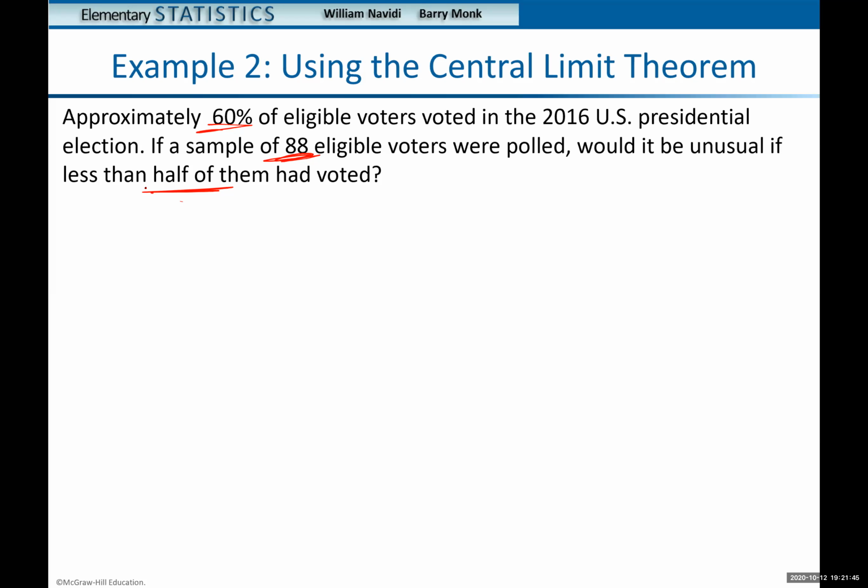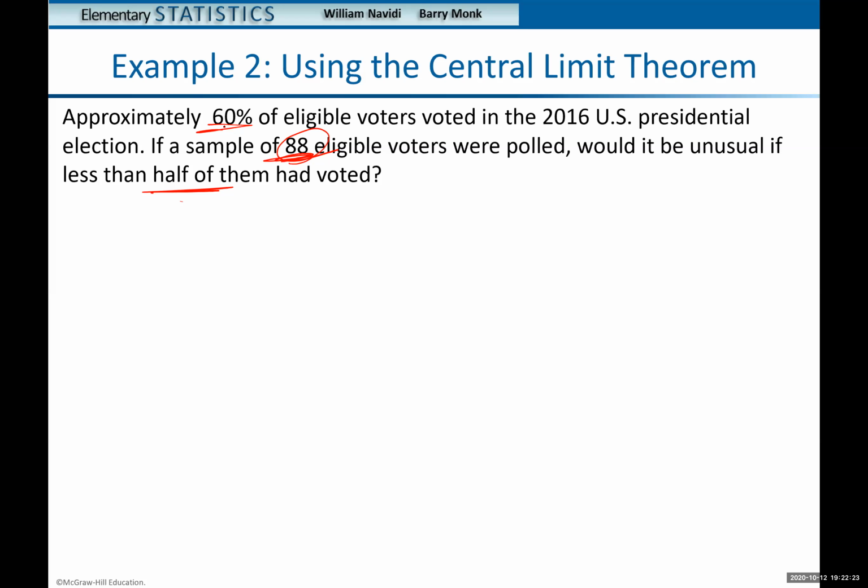Let's say the question is, would it be unusual if less than a quarter of them had voted? So a quarter meaning you have to use 25%. So don't compute a quarter of 88, because you're going to get a whole number here, right? And this is about proportion. If it's about proportion, your lower and upper are also going to be percentages in decimals.